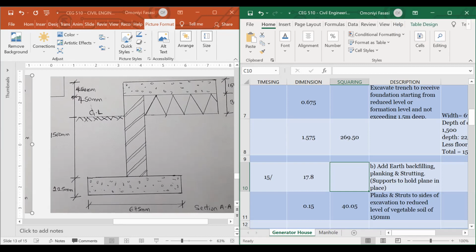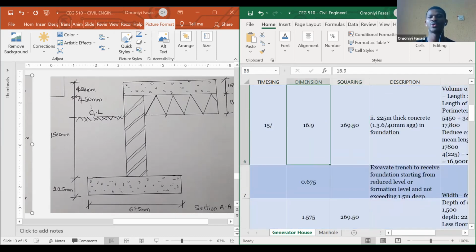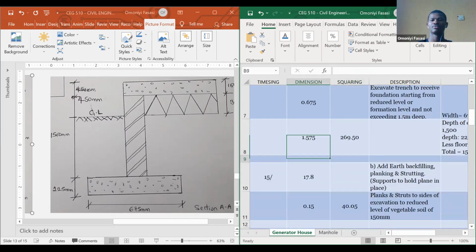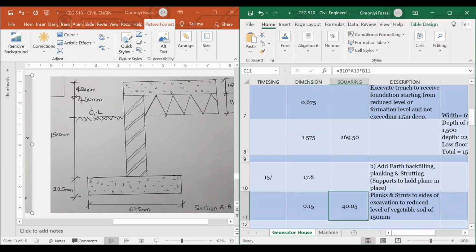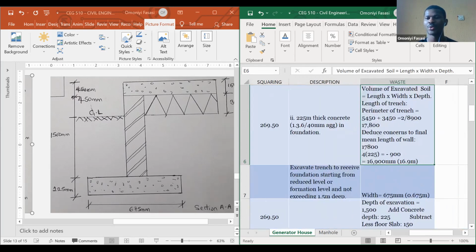That 269.50 is 15 multiplied by 0.675 multiplied by 1.575. What does it multiply again? The length, 16.9. Where did you get the length from? The perimeter of the trench that we calculated here.